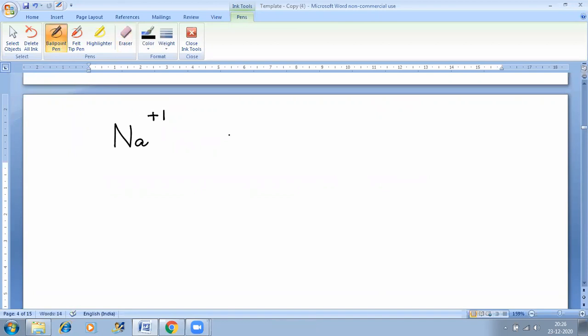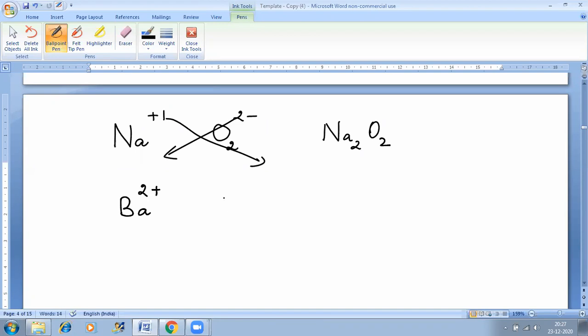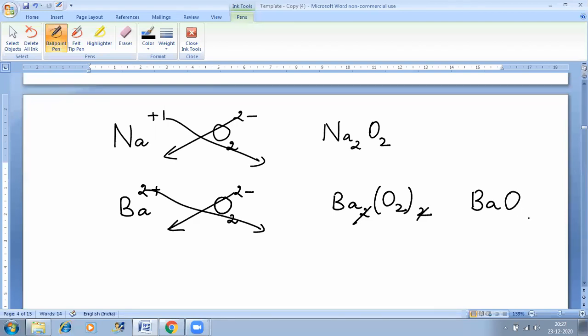So this is sodium. Peroxide is this. This 2 will go here, this 1 will go here. That is why you get Na2O2. So this is sodium peroxide. Coming to barium, it has a valency of +2. Peroxide again will be this. This 2 will go here, this 2 will go here. So Ba2O2, the 2 cancels, so it is BaO2.